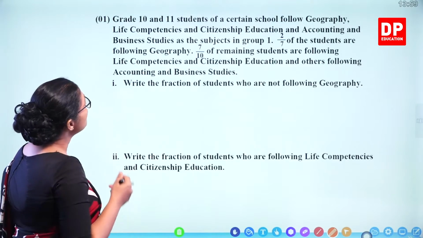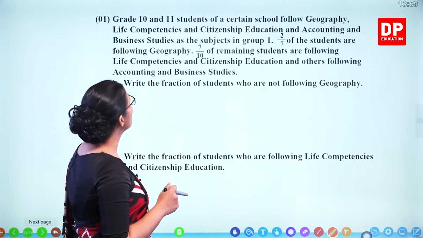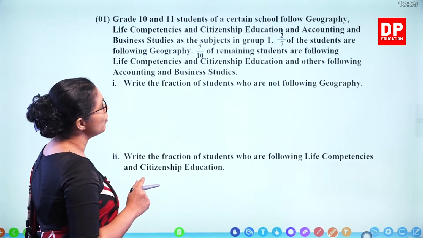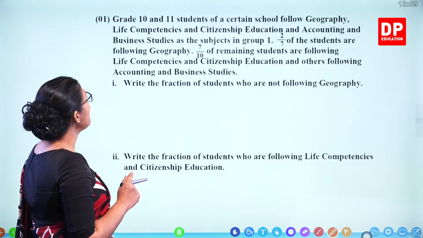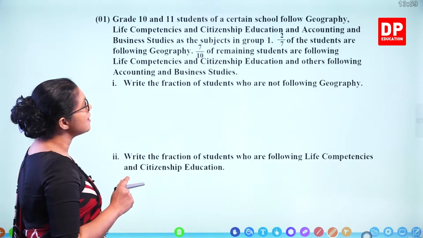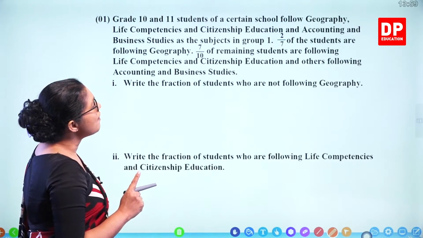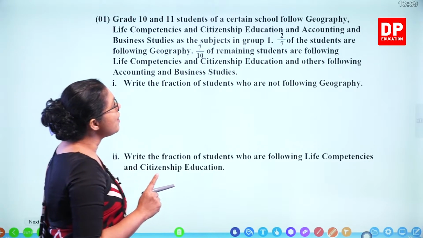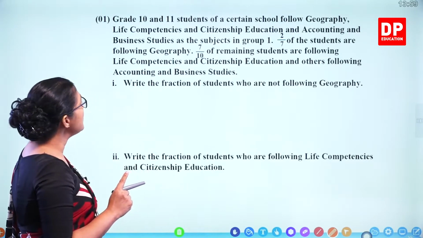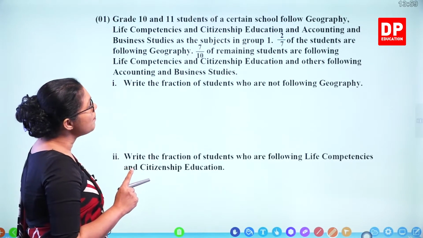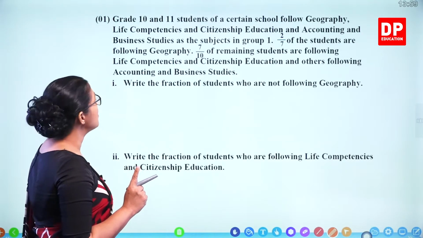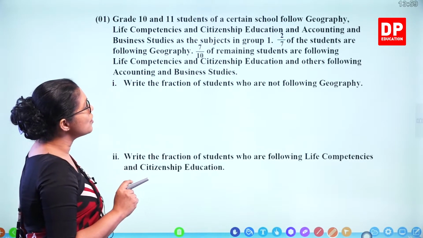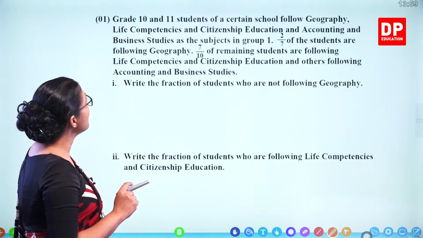Grade 10 and 11 students of a certain school follow geography, life competencies and citizenship education and accounting and business studies as the subjects in group 1. 2/7 of the students are following geography, 7/10 of remaining students are following life competencies and citizenship education and others following accounting and business studies. Write the fraction of students who are not following geography.